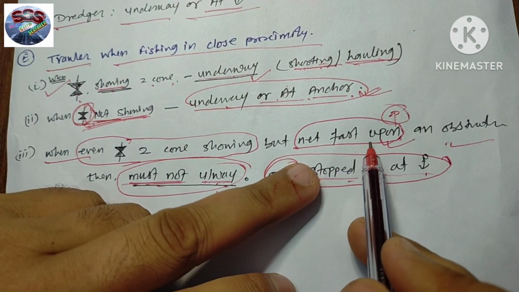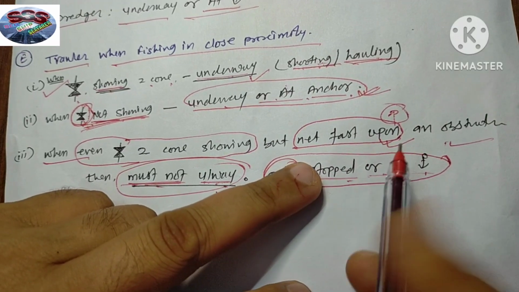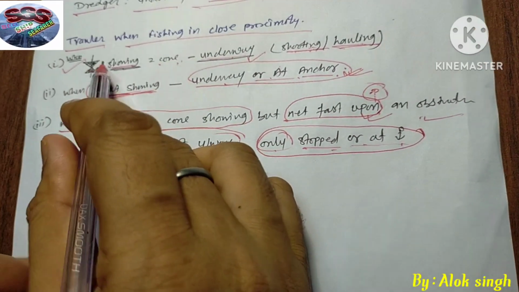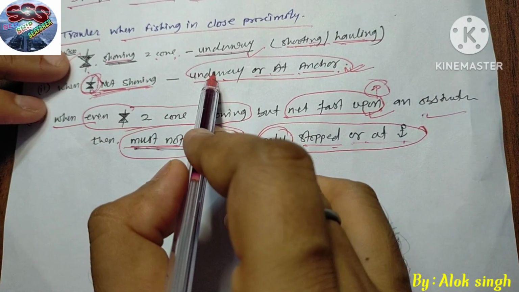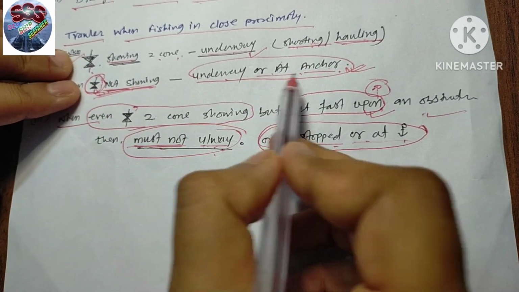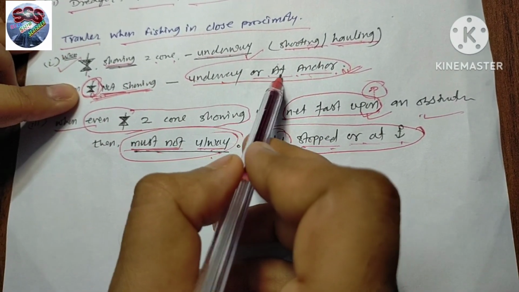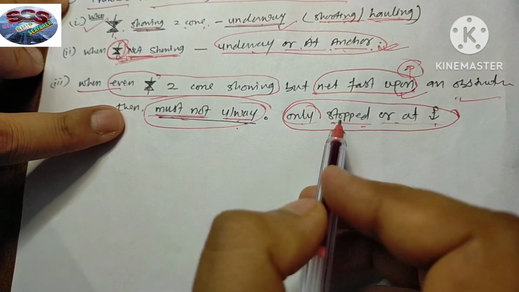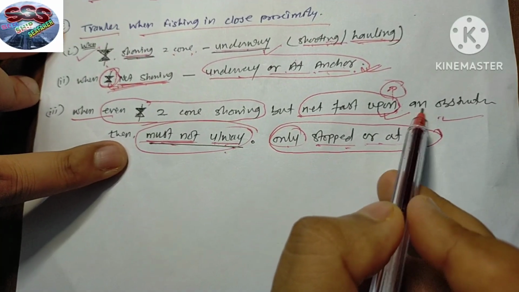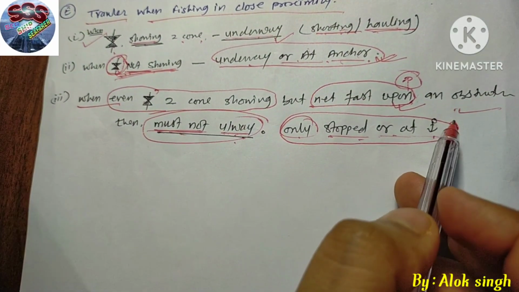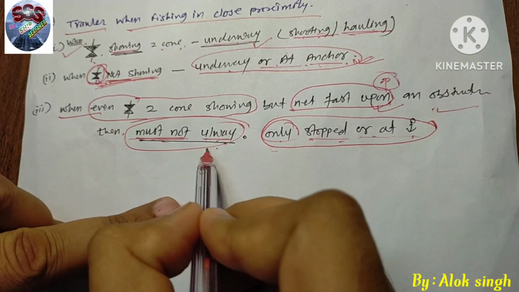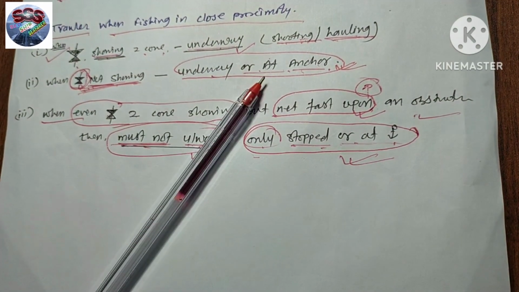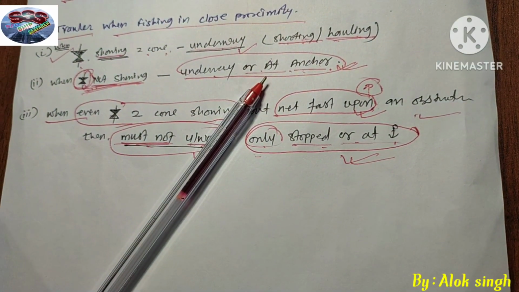And to differentiate this one from this papa, because if you see the last card of the day card, then they will be confused why it is showing this one, but still it is showing underway or at anchor. Not showing it, then it is showing not at anchor, meaning only at anchor. And here even though it is showing this one, it is still showing stopped or at anchor. The reason is that in this condition, if the net is fast upon an obstruction, the vessel is not moving, and in that condition we don't have to say underway, but only stopped or at anchor.